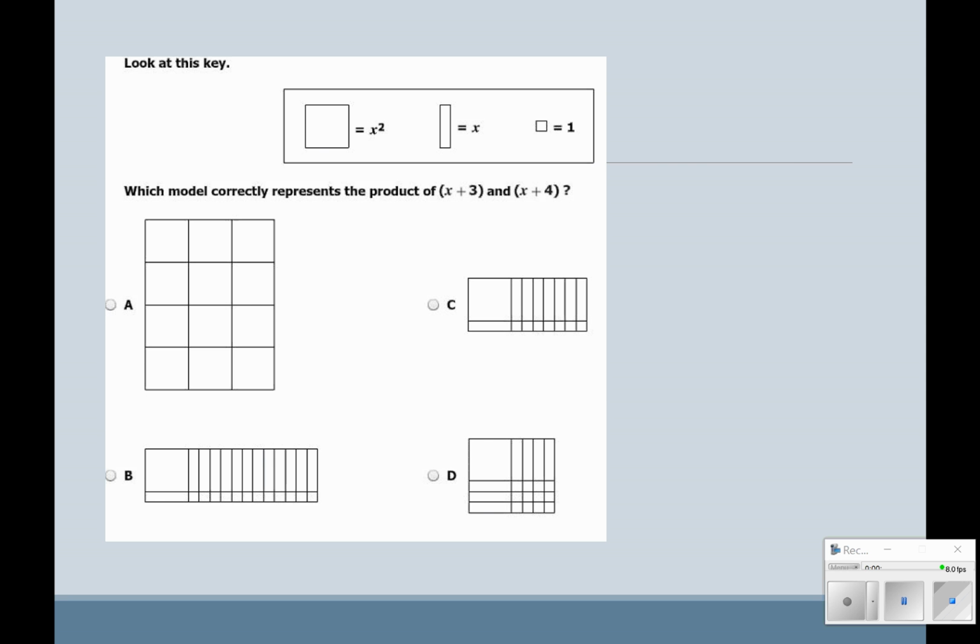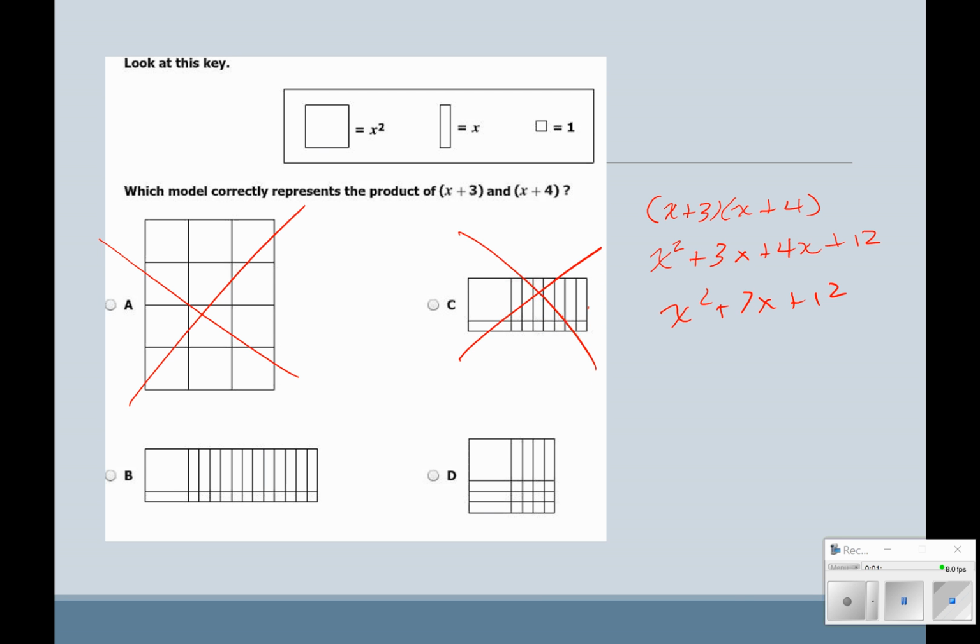So if I multiply x plus 3 times x plus 4 using either the distributive property or the box, I'm going to get x squared plus 3x plus 4x plus 12, or x squared plus 7x plus 12. So I've got 1 x squared, and I need 7 x's. So 1, 2, 3, 4, 5, 6, 7, 8, so that one doesn't work.